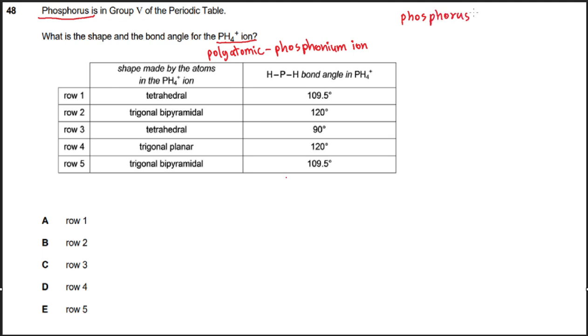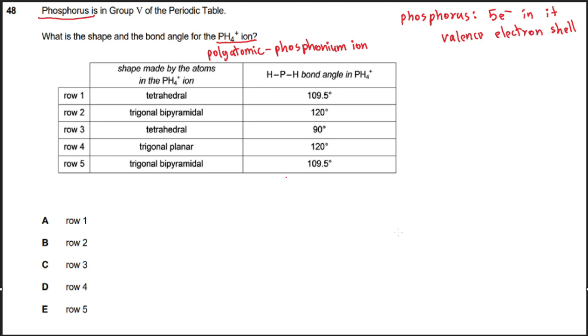Okay, so since we know that the phosphorus atom belongs to group 5 in the periodic table, it means that phosphorus has 5 electrons in its valence electron shell. The valence electron shell means the outermost shell of an atom that has electrons, the furthest from the nucleus that contains protons and neutrons. Whereas hydrogen basically has only 1 electron.